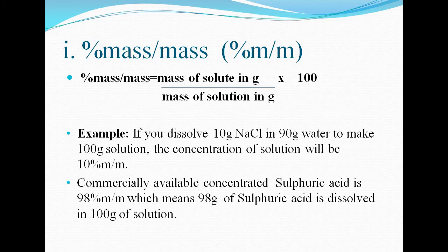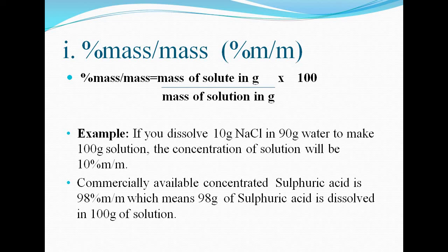So what is percentage mass by mass? Percentage mass by mass is expressed by percentage m by m. Here the concentration of solute and solvent is expressed in the unit gram. Gram is the unit of mass. Mass has many units: gram, milligram, kilogram, but in this formula you have to write the mass in gram.